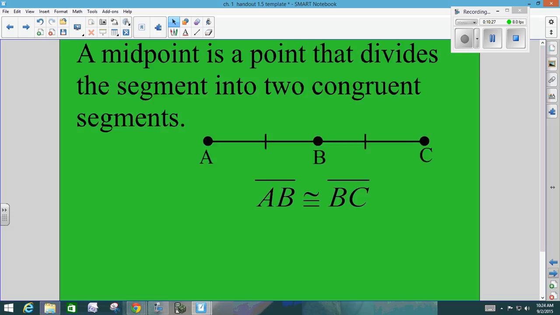All right, and a midpoint is a point that divides a segment into 2 congruent segments. The midpoint of a segment is a point that divides that segment into 2 congruent segments. A segment has 2 endpoints, right? A and B or whatever. My midpoint's going to divide it into 2 congruent segments.